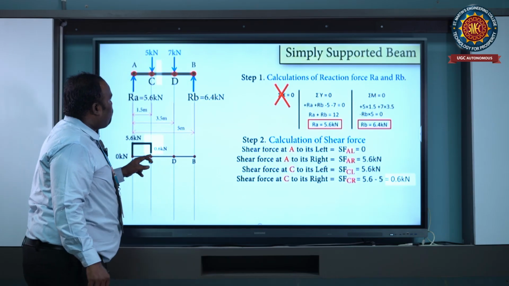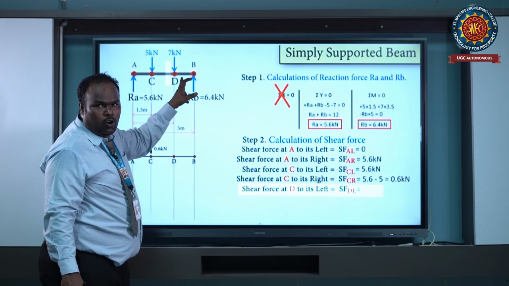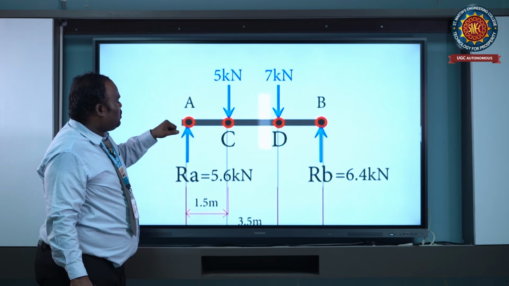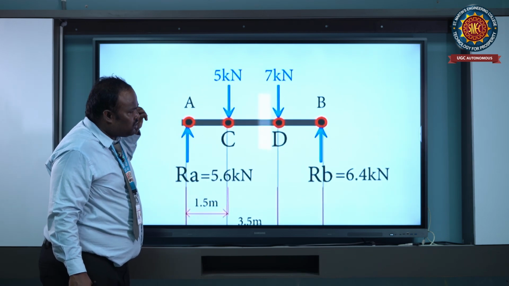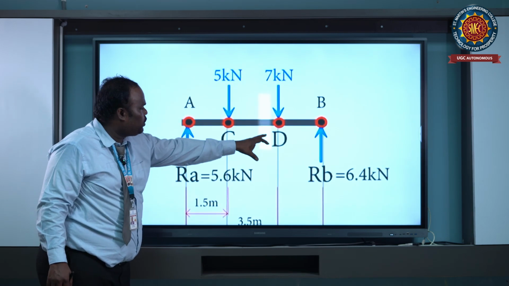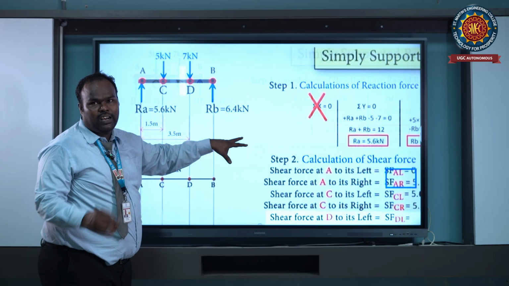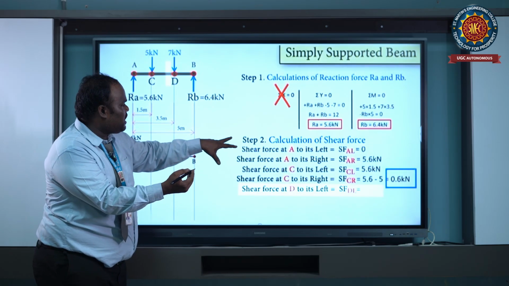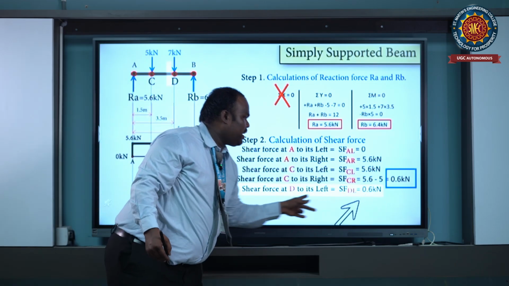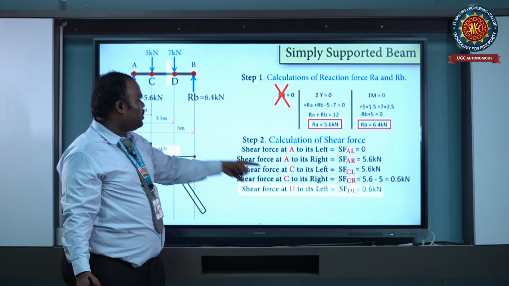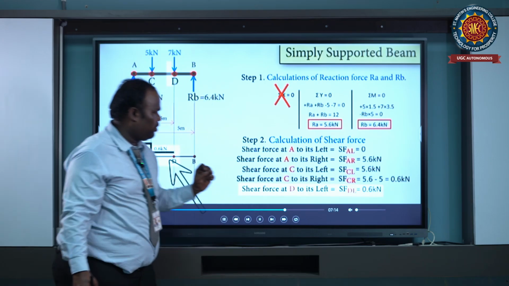Now from point C to D there is no loading. Therefore, the shear force is constant from C to D. At point C, on the right side, the shear force is 0.6. Then it is constant from C to D at 0.6 kilonewton.